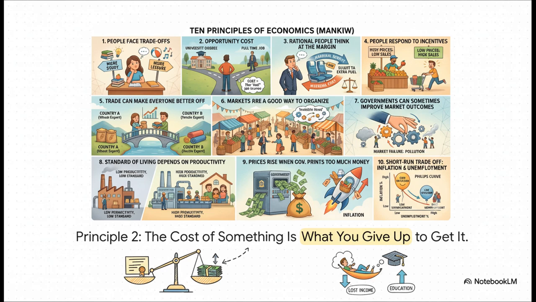Okay, so if every choice is a trade-off, how do we actually measure the cost? Well, that brings us right to principle 2, opportunity cost. The cost of going to university isn't just the tuition and the books. It's also the full-time salary you're not earning while you're in class. That's the real kicker. The true cost of anything is what you had to give up to get it.